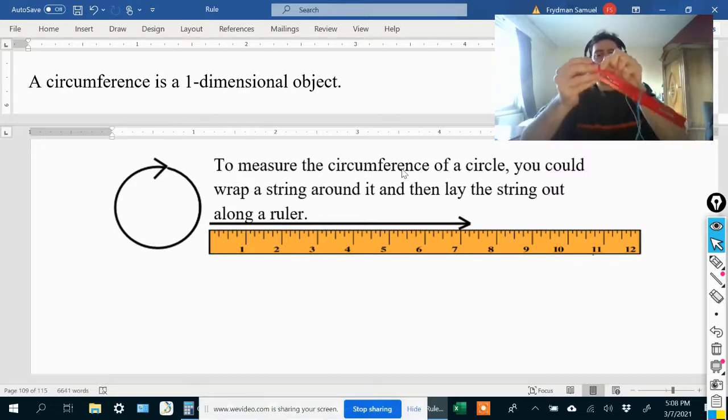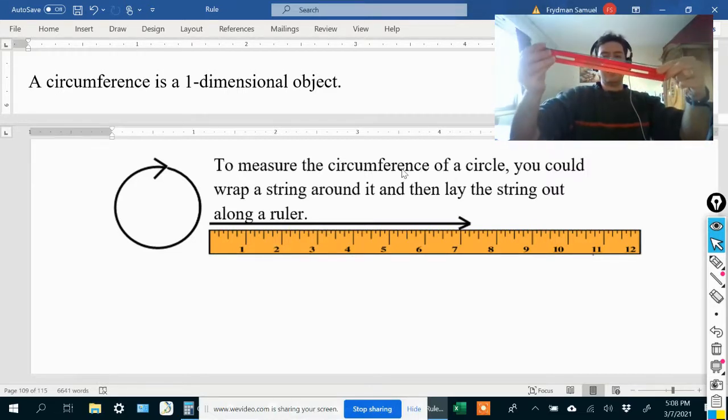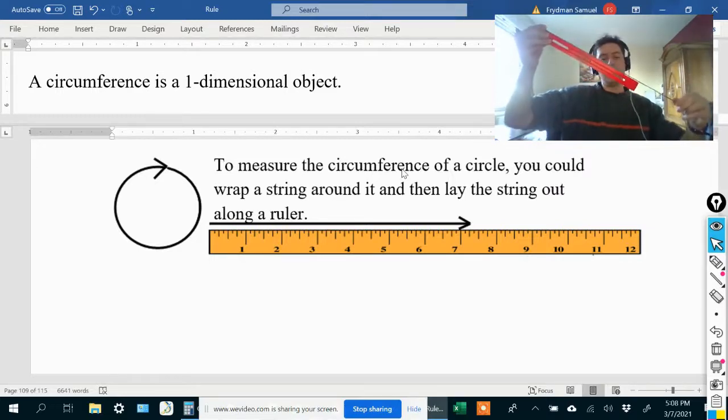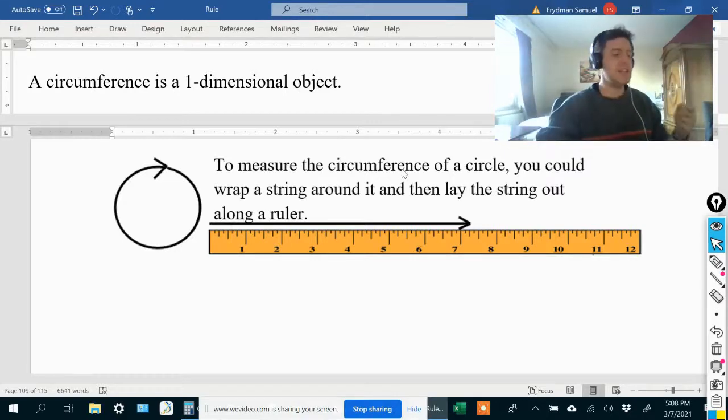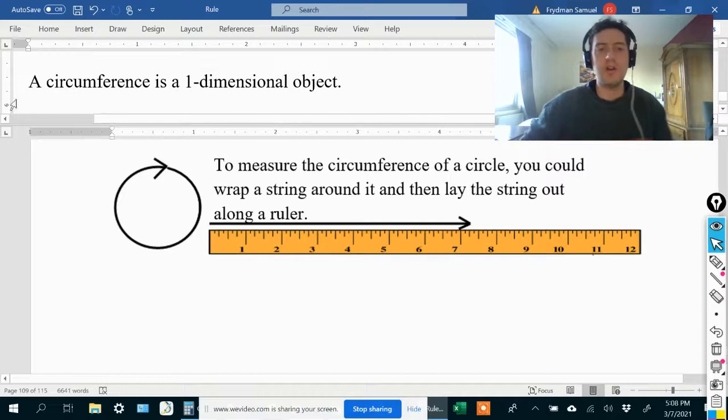I hope you can understand what I'm doing here. Just take this and stretch it out against my ruler and measure it. Maybe I would want a longer ruler, or maybe two rulers next to each other to measure this, but hopefully you get the idea. It is possible for me, in the end, to take the length of that string, which is the length of the circumference, and measure it with a ruler. So a circumference is also one-dimensional.